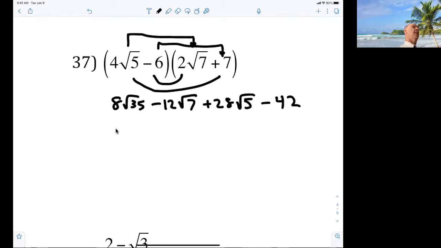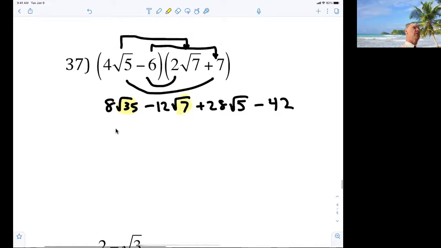Now, what can I combine? Nothing. You're right. Nothing, because they're irrational. Because what goes with radical 35s? Radical 35s. What goes with radical 7s? And so on and so forth. All right. You can't combine them unless they're the same radical. You can multiply. You cannot add or subtract.